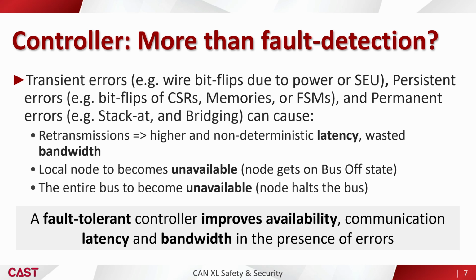Errors inside the controller itself are a real concern. Silicon devices experience transient errors from electromagnetic interference or single event upsets, persistent errors such as bit flips in configuration registers or state machines, and permanent errors like stuck-at faults or bridging defects. The consequences can be significant. Corrupted frames trigger retransmissions, which increase latency and make communication timing non-deterministic. Bandwidth is wasted on repeated transmissions. In the worst case, a faulty node may enter the bus-off state and become unavailable, or it could continuously interfere with the bus, making the entire network unusable.